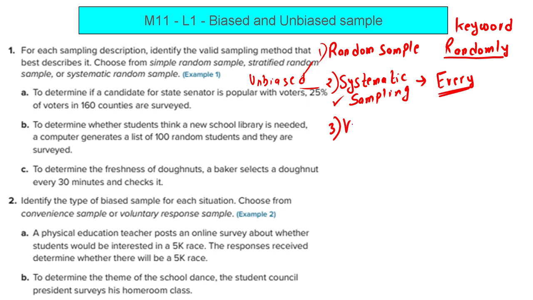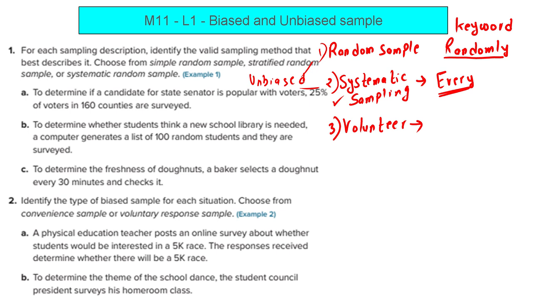convenience or volunteer sampling. Volunteer. What does volunteer mean? Volunteer means, let's say before taking the survey, I am asking you, sir, ma'am, would you like to answer a survey? Would you like to answer some of my questions? In this condition, what is happening? You have the liberty to say yes or no. If you say yes, only then I will ask the question. If you say no, I will say, okay, sorry, I will not disturb you.